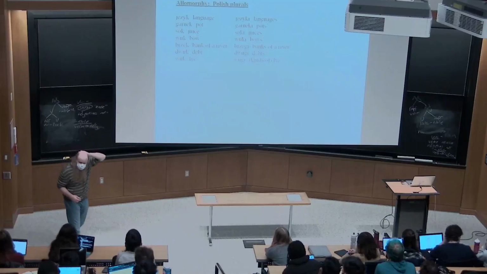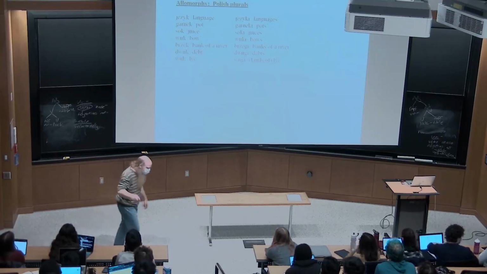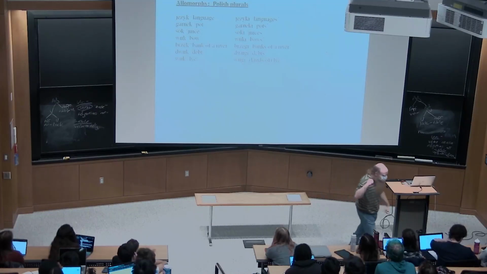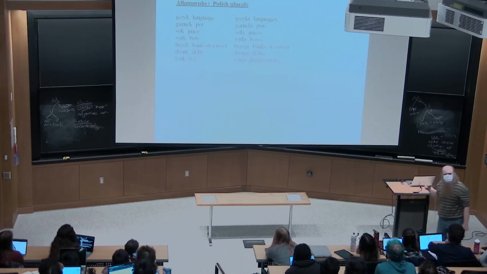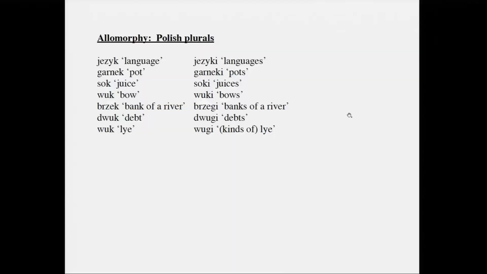I feel like we need more information because even if you look at the word for bow and lie, they're the same word in the singular form. Very nice point. So this slide was carefully constructed to have what's called a minimal pair. Bow and lie are both pronounced wook in the singular. But in plural, the plural of bow is wookie, and the plural of lie is woogie.